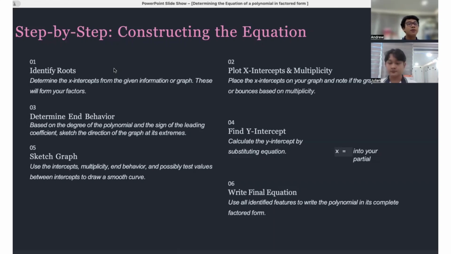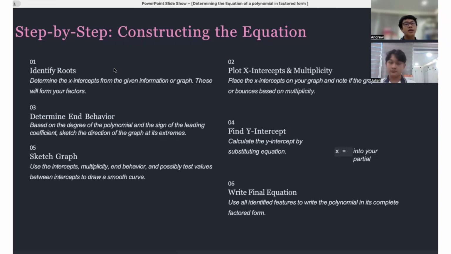So how to identify roots? We can identify the roots by determining the x-intercepts from the given information, just like in a question or graph. This will form your factors. Then plot x-intercepts and multiplicity: we place the x-intercepts on the graph and note if the graph crosses or bounces based on multiplicity, and then determine the end behavior. We can determine the end behavior based on the degree of the polynomial and the sign of the leading coefficient. This will sketch the direction of the graph.